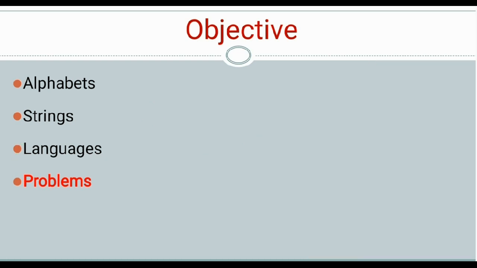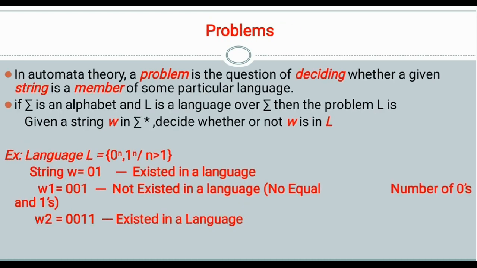So different properties of languages we discussed in the previous class, and there are some additional properties, which we will discuss now. So you can see the problem. The fourth concept is the problem. So what is a problem? When coming to finite automata, a problem is the question of deciding whether a given string is a member of a particular language or not. It means you are going to be identifying a problem.